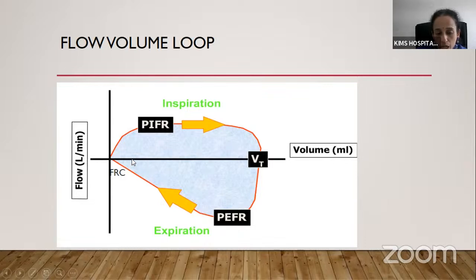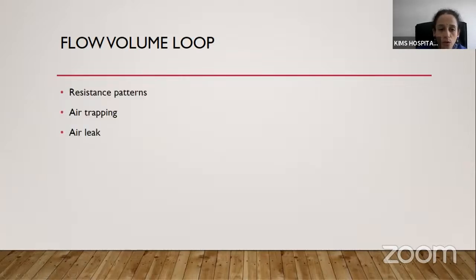And then it should reach the FRC again. If it does not reach here, or it ends here, or it goes here, then we can identify either the leak or the air trapping in the flow volume loop. So what are the things we can learn from the flow volume loop? We can learn about the resistance patterns, air trapping, and air leak.